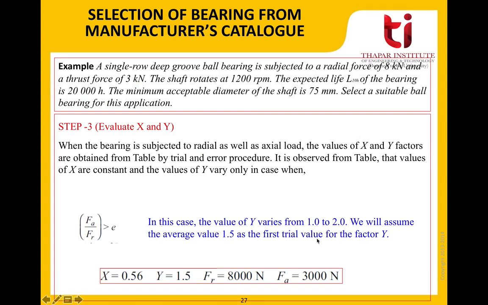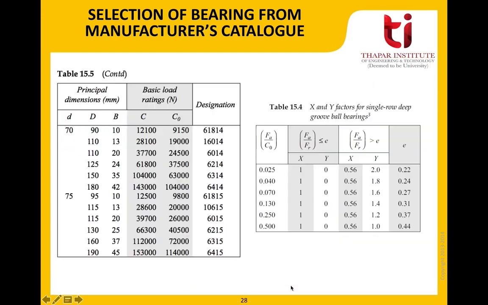Now, based on this idea, we have X is equal to 0.56, Y is equal to 1.5, the radial force is 8,000 Newton, the axial force is 3,000 Newton.